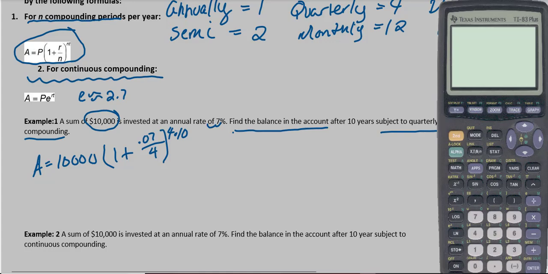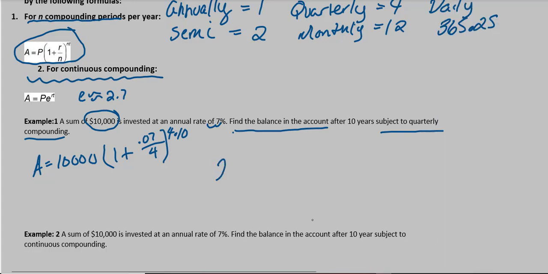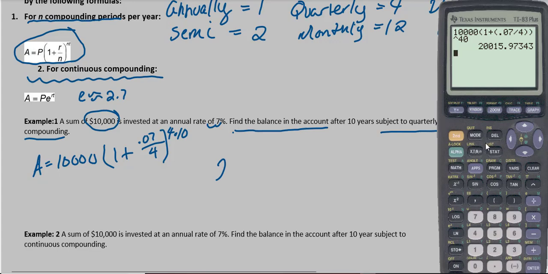10,000, clear, oopsies, 10,000, parentheses 1 plus point, oopsies, back it up, parentheses 0.07 divided by 4, close my parentheses, raise it to 4 times 10 will give me to the 40th power. And I end up with $20,015.97.